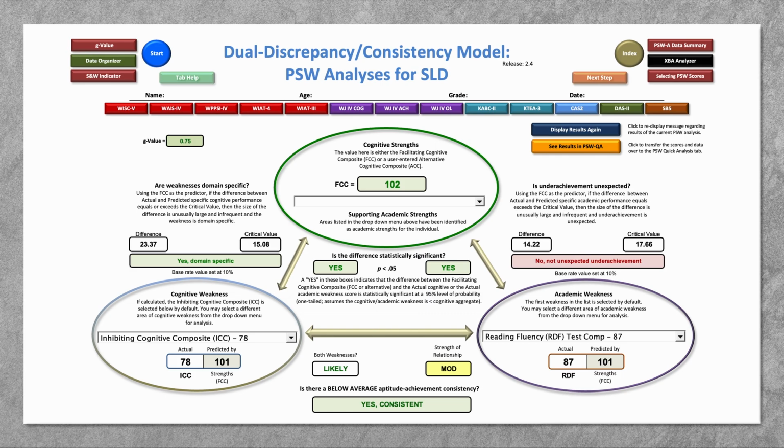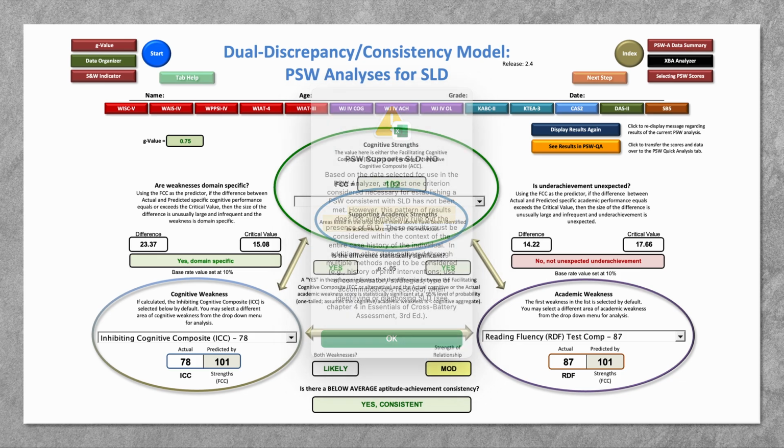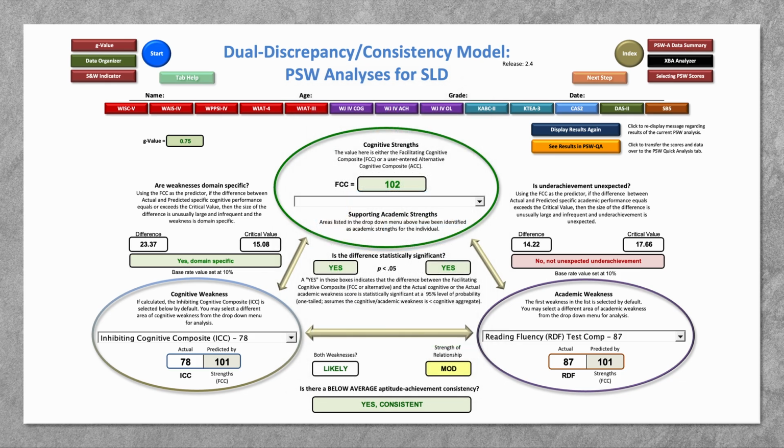This way, if you want the pop-up, you can look in the upper right corner and click the Display Results Again button. Does the pattern of strengths and weaknesses support SLD? No. Does this mean the child doesn't have an SLD? No. Look down here. This pattern of results does not automatically rule out the presence of SLD. You have to look at everything you know about the child.